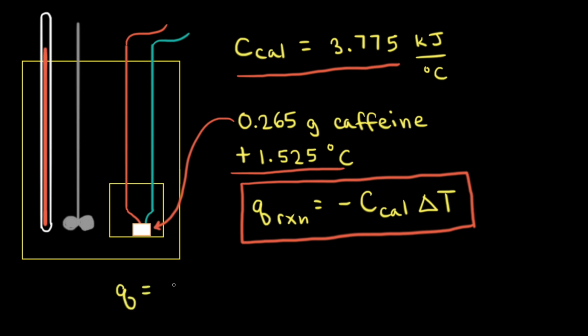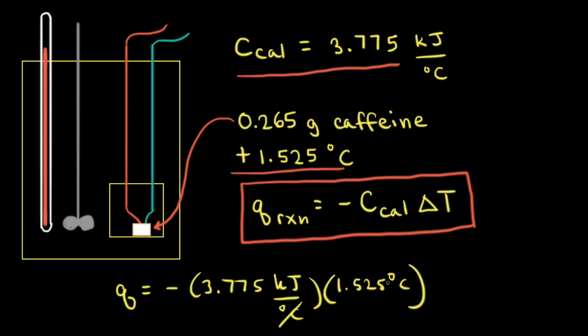So to calculate Q, it is equal to the negative of the heat capacity of the calorimeter, which is 3.775 kilojoules per degree Celsius, and we multiply that by the temperature change, which is 1.525 degrees Celsius. So degrees Celsius cancels out, and this gives us negative 5.757 kilojoules. And technically, this is the heat transferred at constant volume, so we could even write Q sub V in here. And remember, this is equal to the change in the internal energy of our system. So this is QV is equal to delta E.